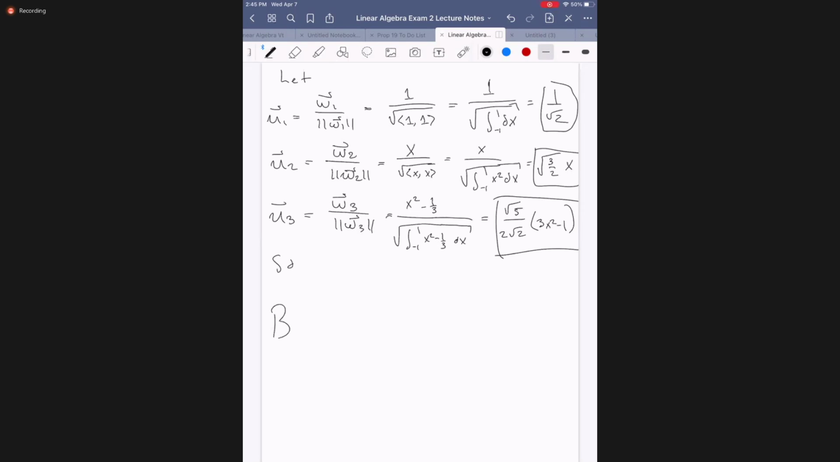So B, I guess you can say with these three, 1 over square root of 2, square root of 3 over 2 times x, and square root of 5 over 2 square root of 2 times 3x squared minus 1, is an orthonormal basis for the space of polynomials of at most degree 2.